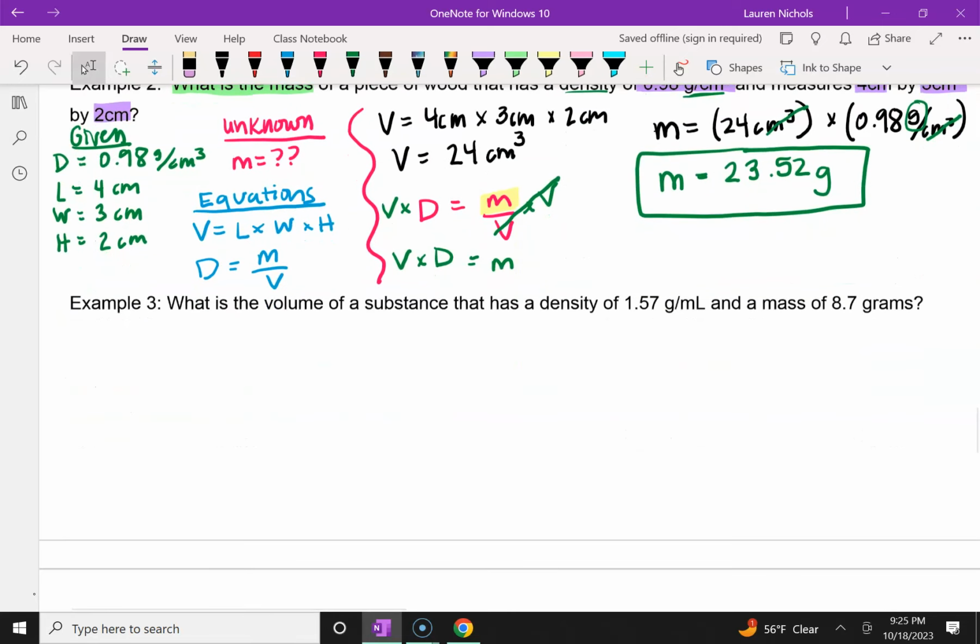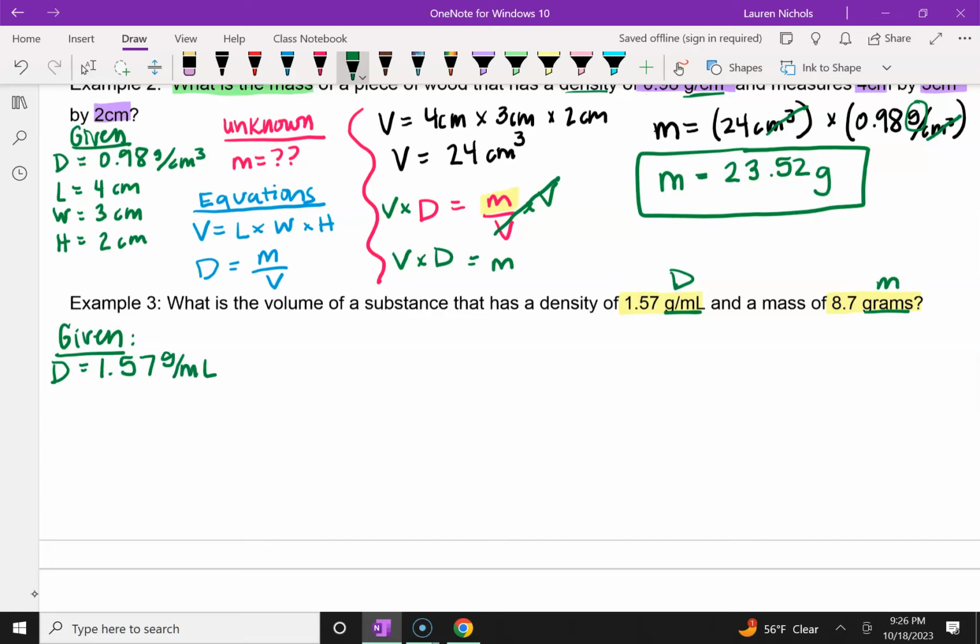And if we look at example number 3, we're going to follow the GUESS method again. So let's write down what is given to us. The first numbers we see are 1.57 grams per milliliter and 8.7 grams. When I see something that has both units, that means I've got density. Grams always means mass. So I'm just going to record that over here on my paper. So density equals 1.57 grams per milliliter.